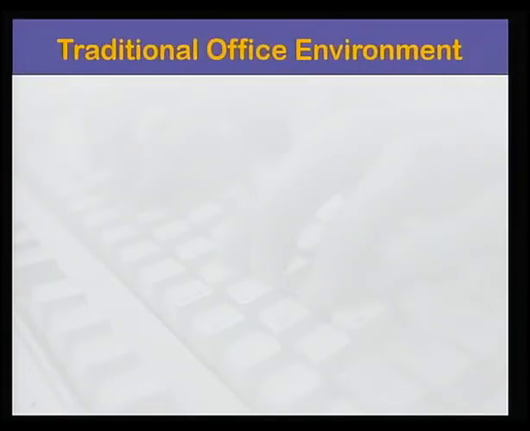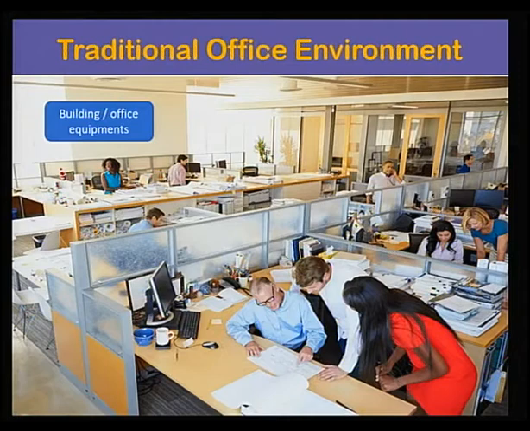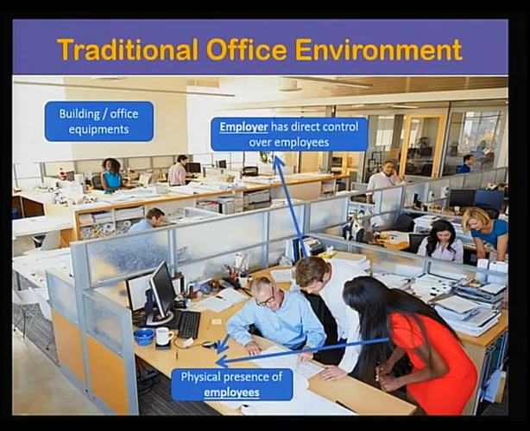Next, we are going to take a look at the traditional office environment. As you can see in this picture, you have a building with office equipment. You have chairs, you have tables, you have computer equipment, you have telephones, and then you have the employees. You have the physical presence of the employees here. And then we have the employer who has direct control over the employees. And of course, you have office space for each employee.